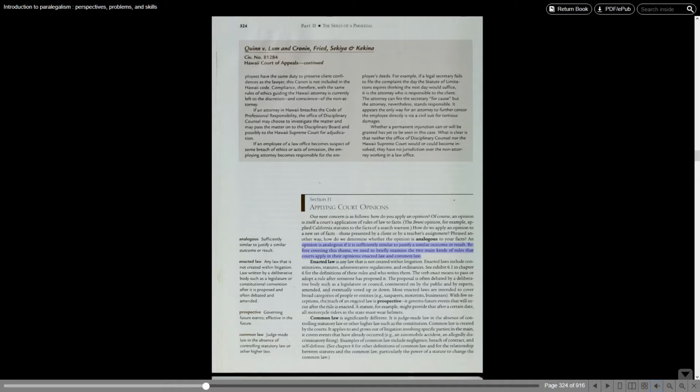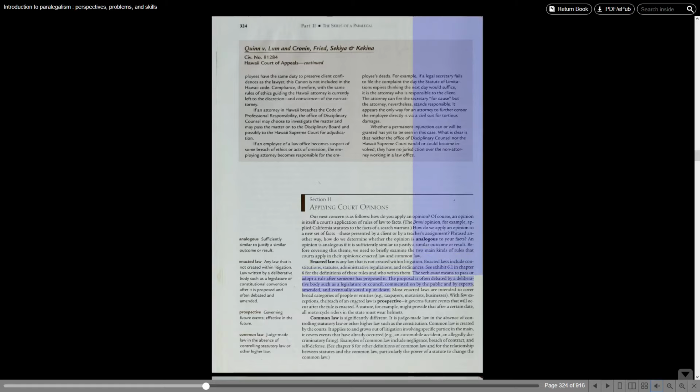Before covering this theme, we need to briefly examine the two main kinds of rules that courts apply in their opinions: enacted law and common law. Enacted law is any law that is not created with litigation. Enacted laws include constitutions, statutes, administrative regulations, and ordinances. See Exhibit 6.1 in Chapter 6 for the definitions of these rules and who writes them. The verb enact means to pass or adopt a rule after someone has proposed it.